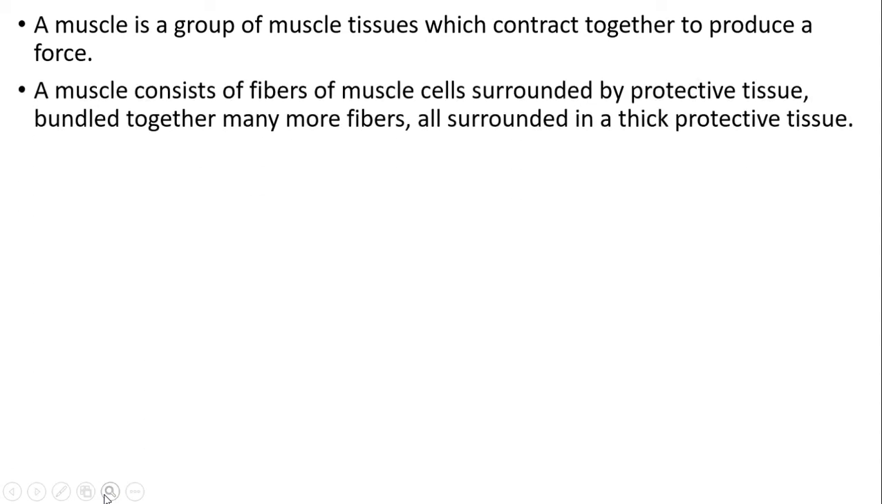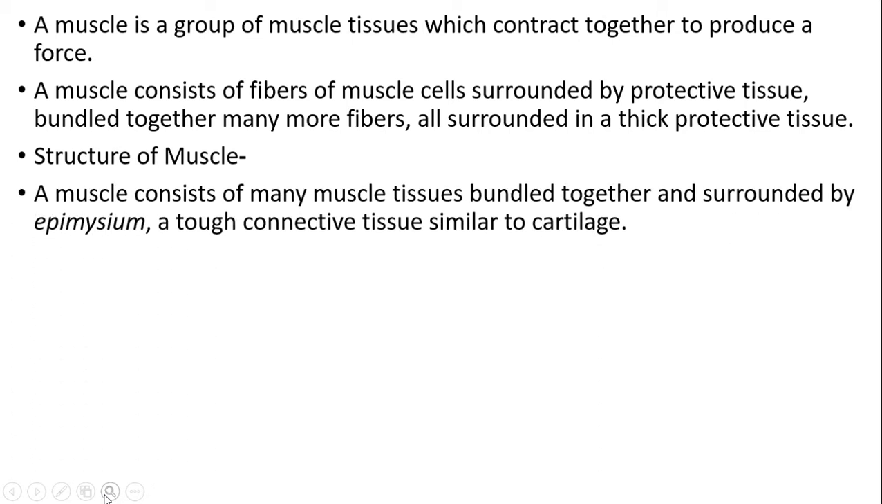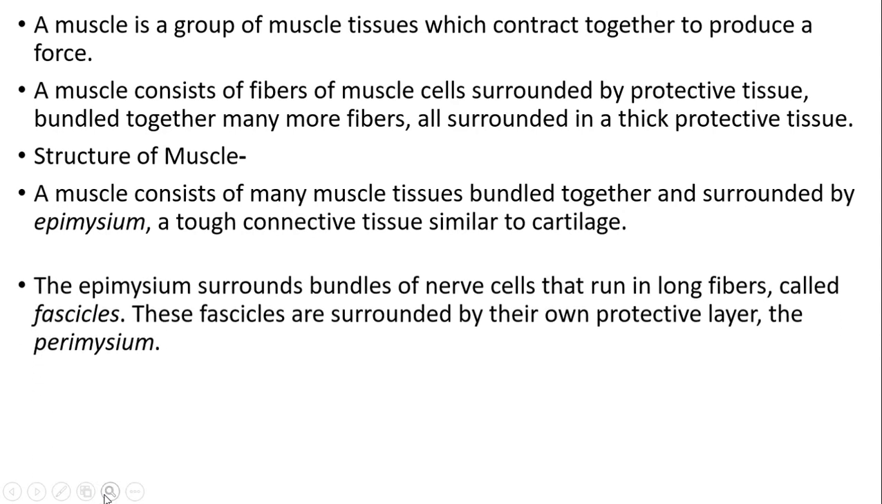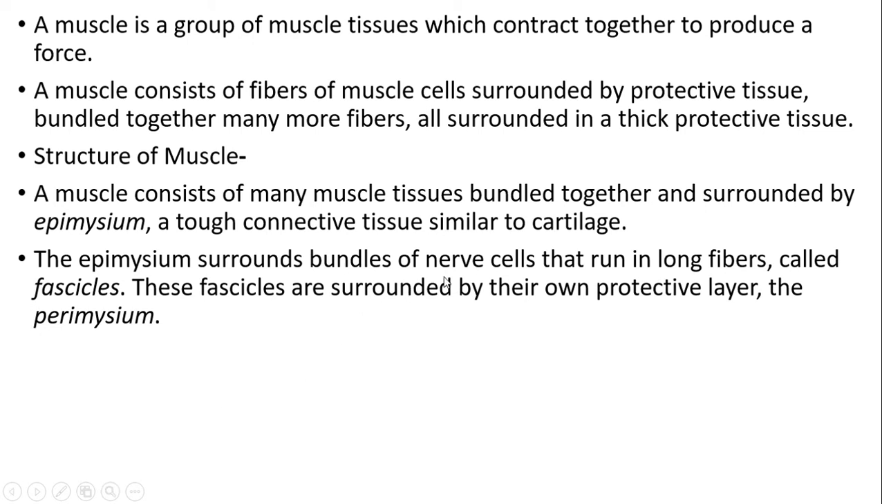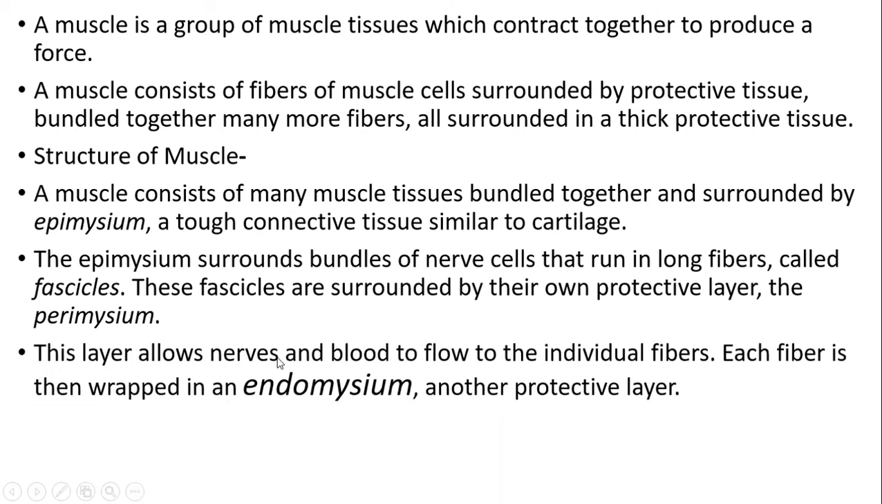A muscle consists of fibers of muscle cells bundled together and surrounded by protective tissue. Many more fibers are surrounded in a thick protective tissue. Structure of muscle. The muscle consists of many muscle tissue bundles surrounded by epimysium, a tough connective tissue similar to cartilage. The epimysium surrounds the bundles of fibers called fascicles. These fascicles are surrounded by their own protective layer, the perimysium. The layer allows nerves and blood flow to the individual fiber. Each fiber is then wrapped by endomysium, another protective layer.